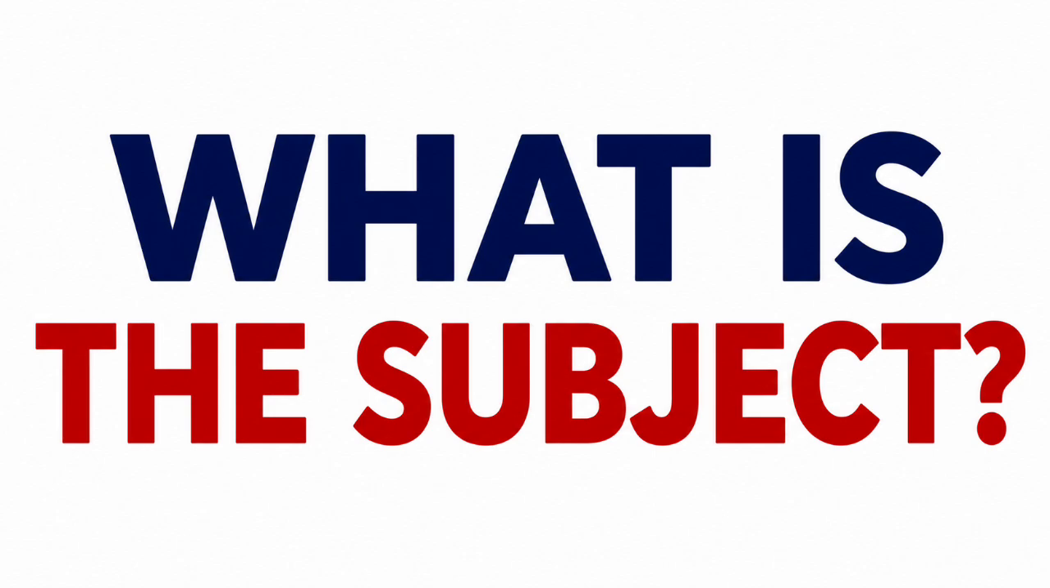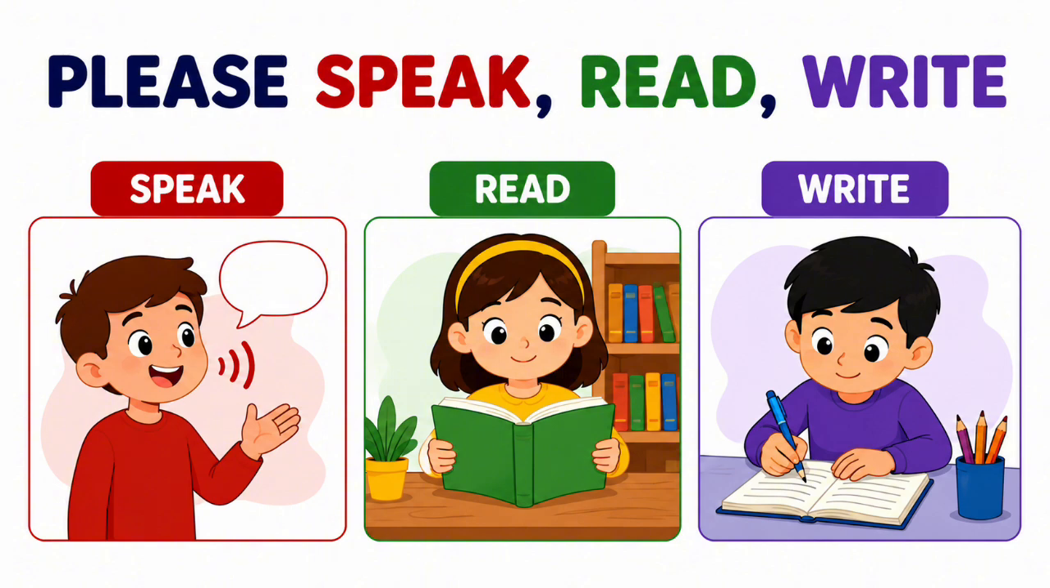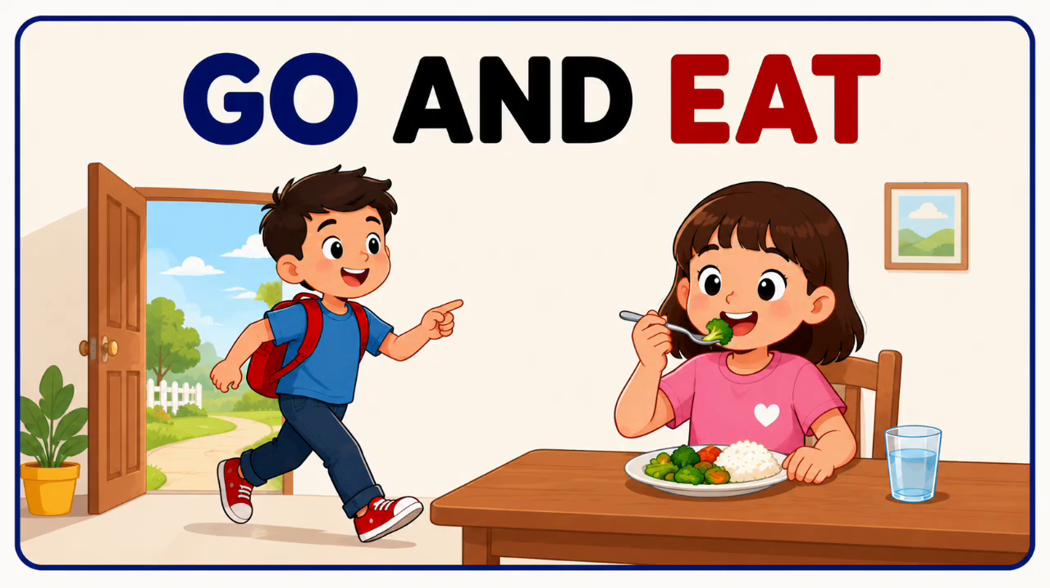Now, what is the base verb? A base verb is the original form of the verb. It shows the action without adding s, es, ed, or ing. For example, play, read, speak, write, go, eat. These are all base verbs.